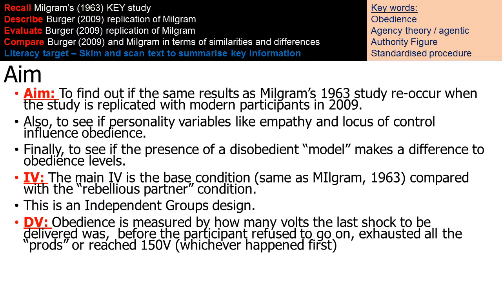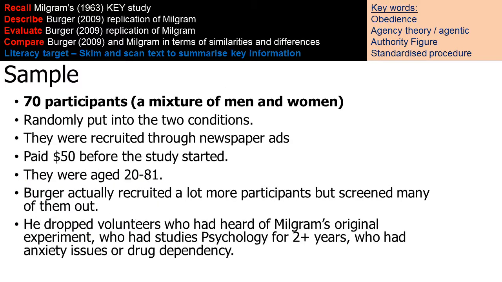He uses an independent groups design, and his DV, which he's measuring, is exactly the same as Milgram, and it's measured by how many volts are given by the teacher. Now this time Berger uses 70 participants. You'll notice he uses a mixture of men and women. He puts the participants within the 2 conditions, and they're recruited through a newspaper ad, just as Milgram was.